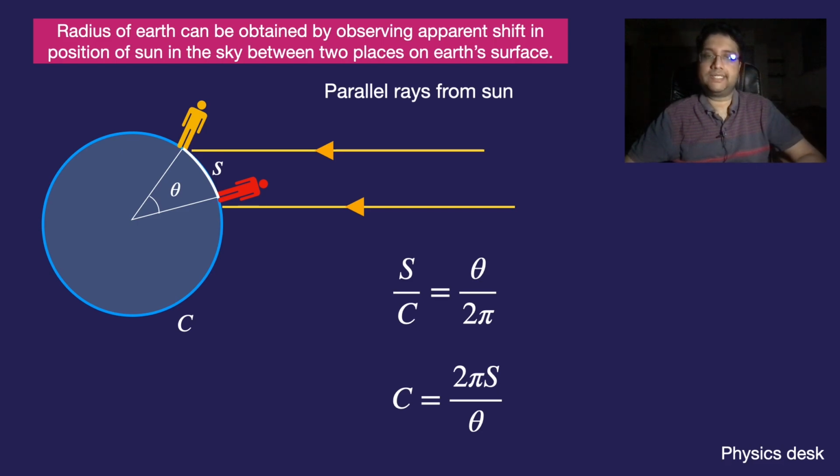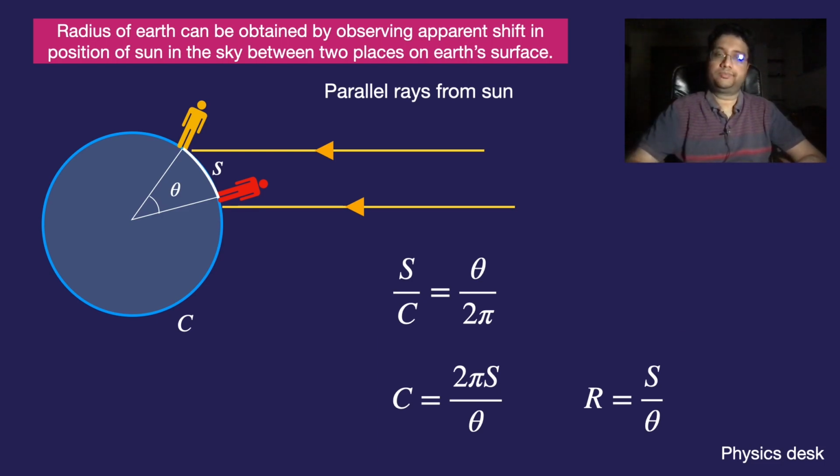So S by C is equal to theta by 2 pi, simple proportionality. The ratio of the arc lengths is equal to the ratio of the angles subtending them at the center of the circle. So you get C is equal to 2 pi s by theta, and from that you get R is equal to s by theta. So in one stroke you get the circumference as well as the radius of the Earth.